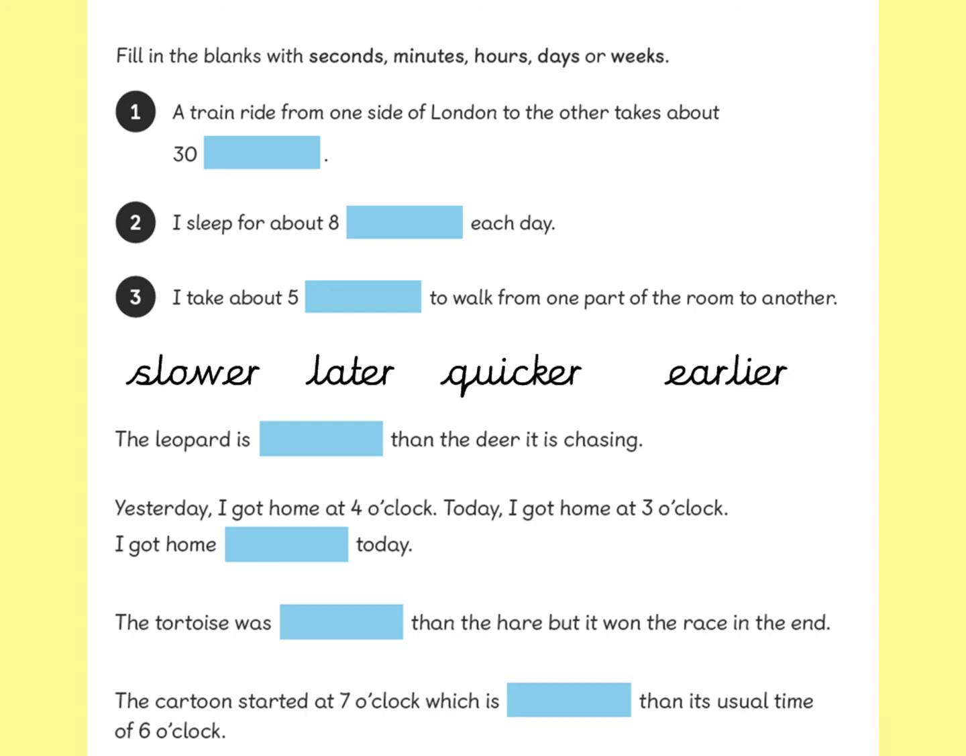A train ride from one side of London to the other takes about 30 weeks. Is that how long it takes to get to London? Well, that would be a disaster because my dad works in London. And it certainly doesn't take him 30 weeks to get to London. It doesn't take him 30 seconds either. It takes him longer than that to leave the front door. 30 hours? Well, that would mean it takes him more than a whole day to get to work. Yeah, it's 30 minutes, to get from one side of London to the other side.